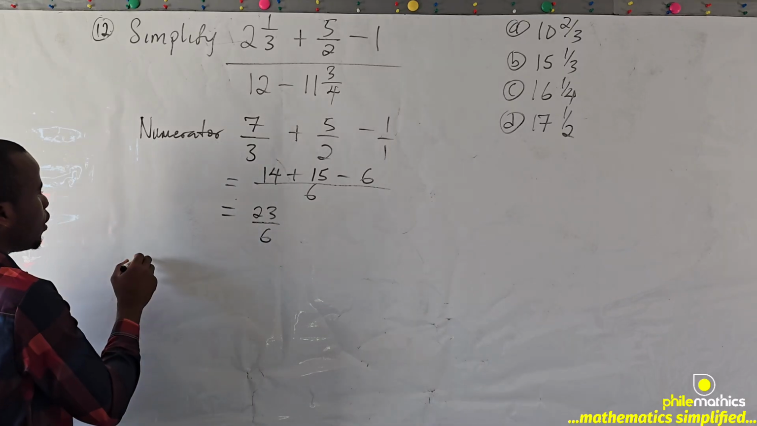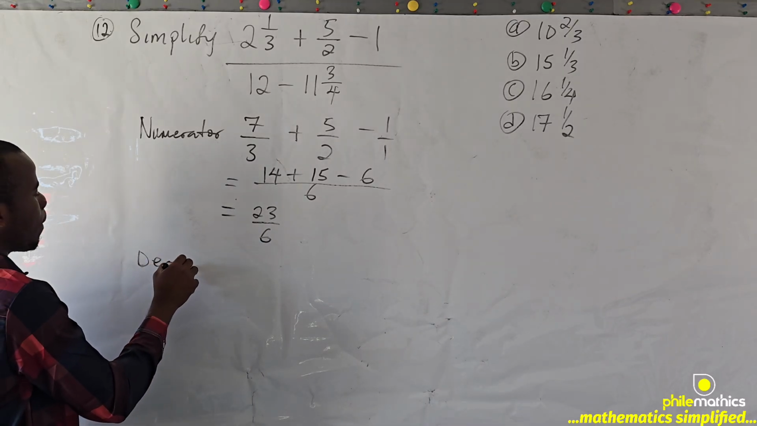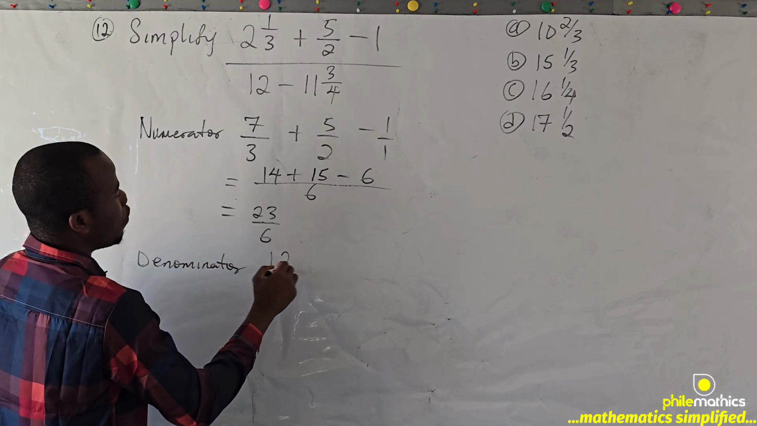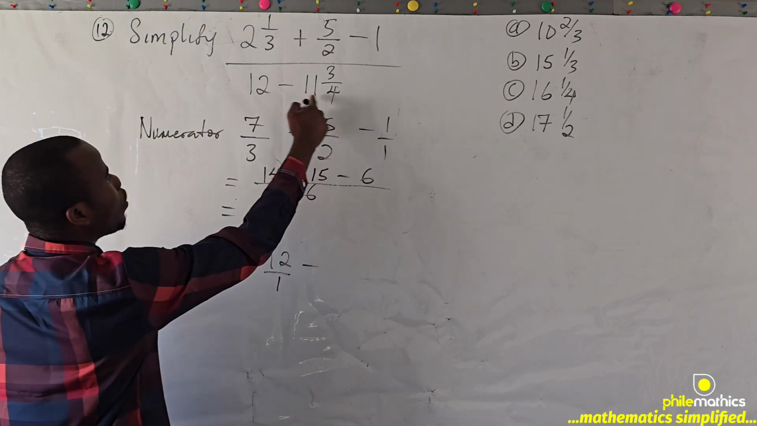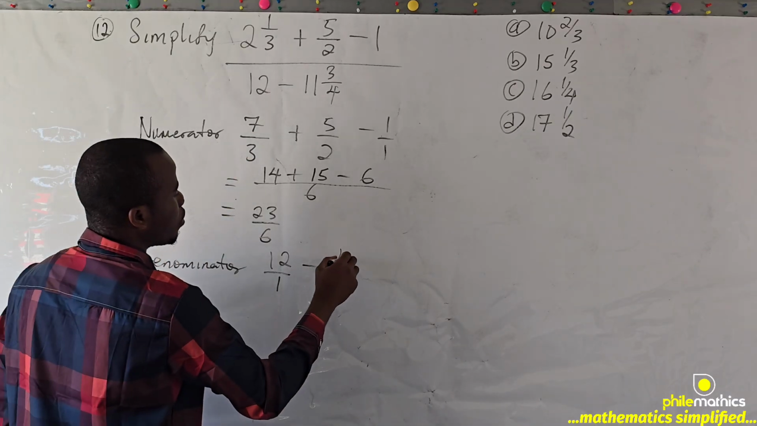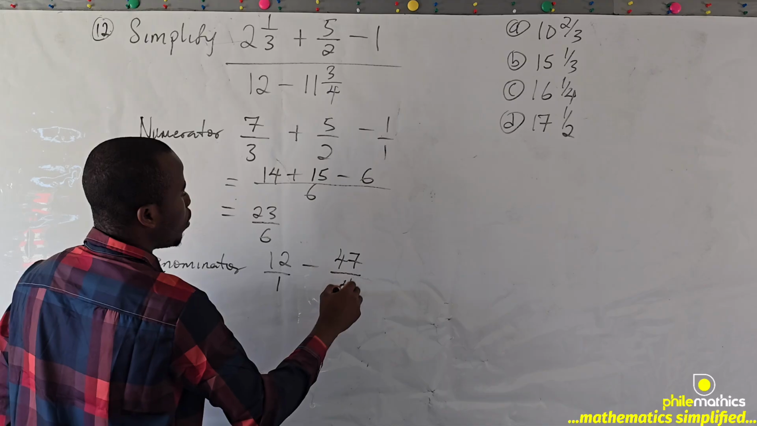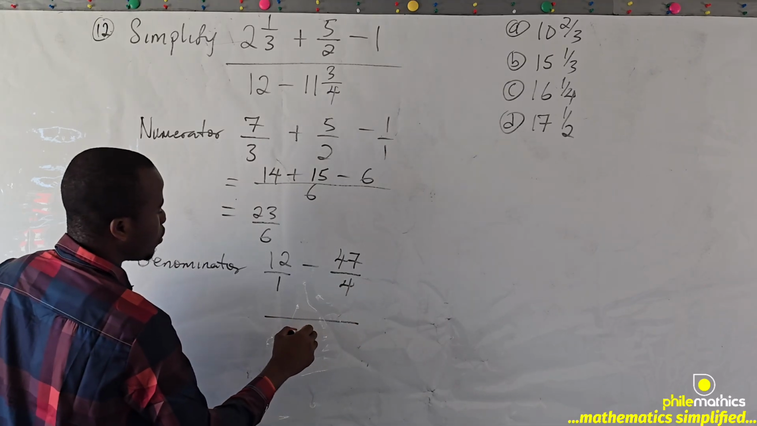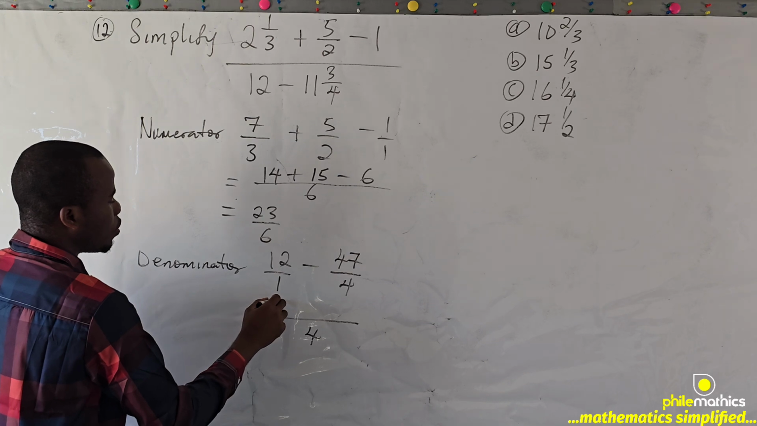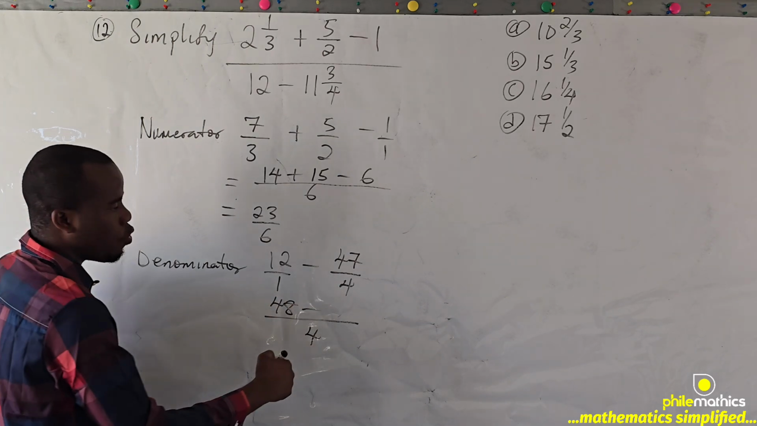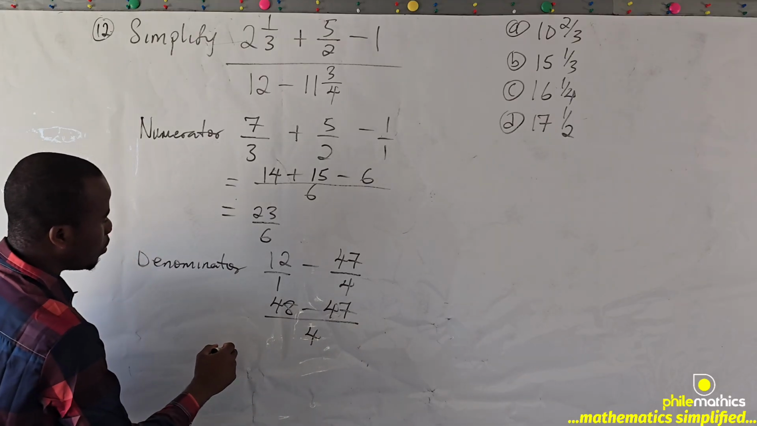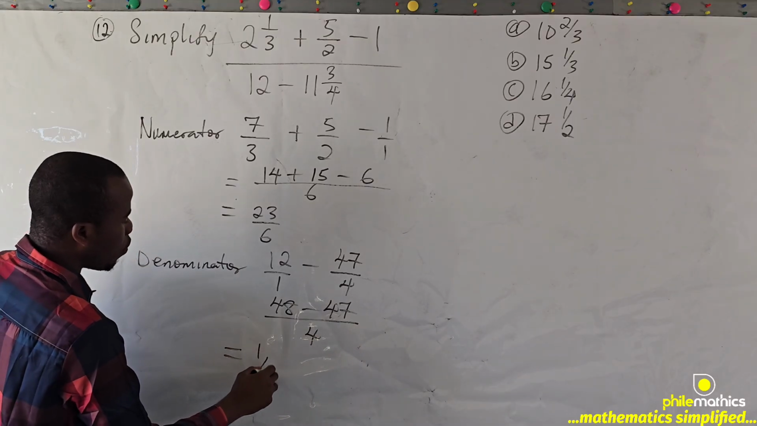Now for the denominator, we have 12 over 1 minus 4 times 11 is 44 plus 3, 47 over 4. And the LCM is 4. 1 into 4 is 4. 4 times 12 is 48. 4 into 4 is 1. 1 times 47 is 47. And this is simply 1 over 4.